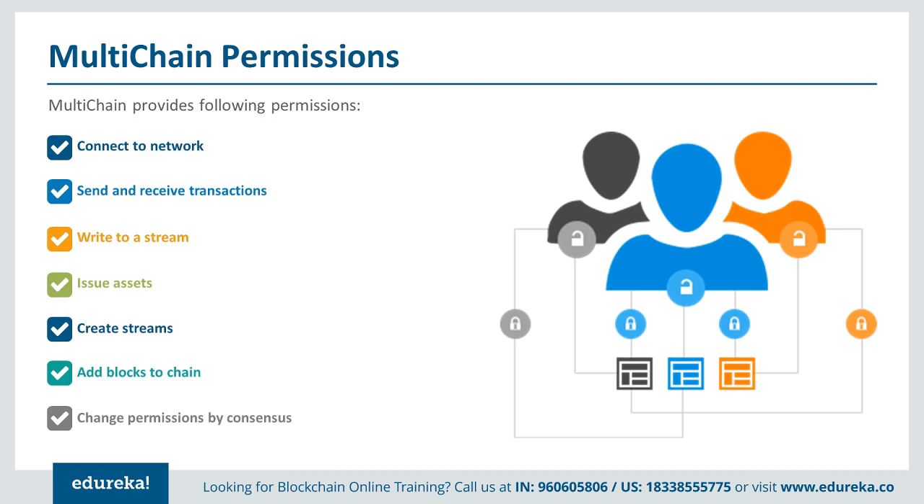If you want to create an asset or issue the asset to someone, you need the permission. If you want to add blocks, meaning act as a miner, then also you need the permission, and change permissions by consensus. So for performing every activity, you need permissions in a MultiChain network, and those permissions are given by the administrator who has created this chain. Either he can give the permissions or he can delegate the admin role to anyone else who can provide the permission.